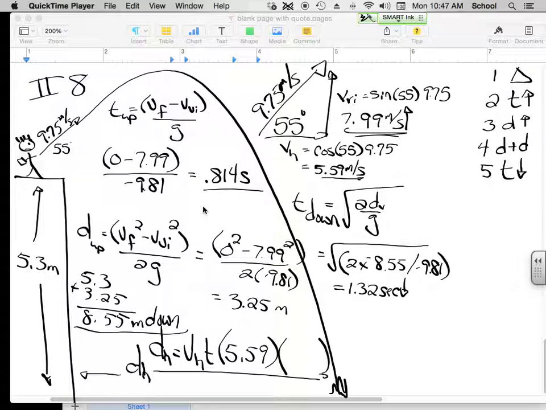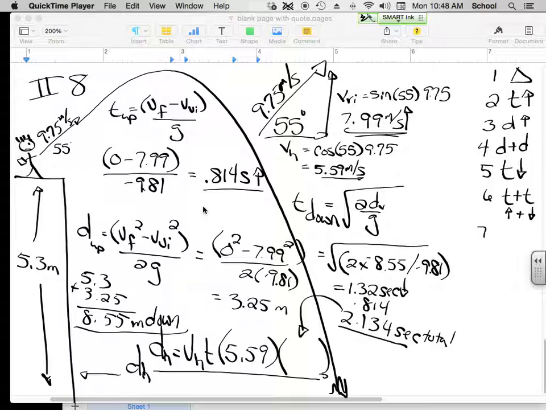and we had 0.814 seconds up. So the total time it was flying sideways was, we have to add our time. So t up plus t down. So we're going to have our 1.32 plus our 0.814. So that, of course, was the whole thing that we were missing in the first step, which is really the last step.